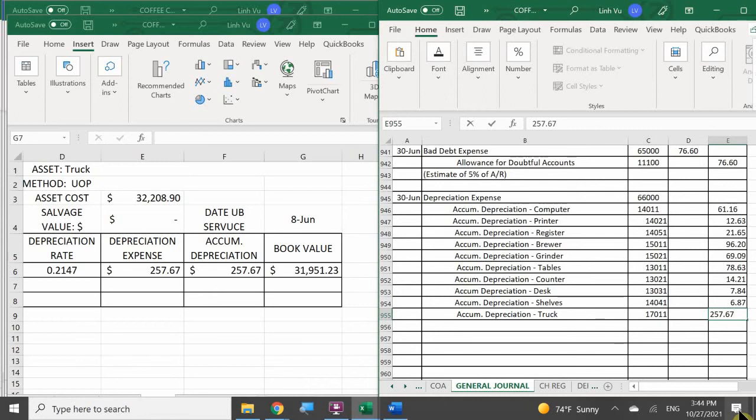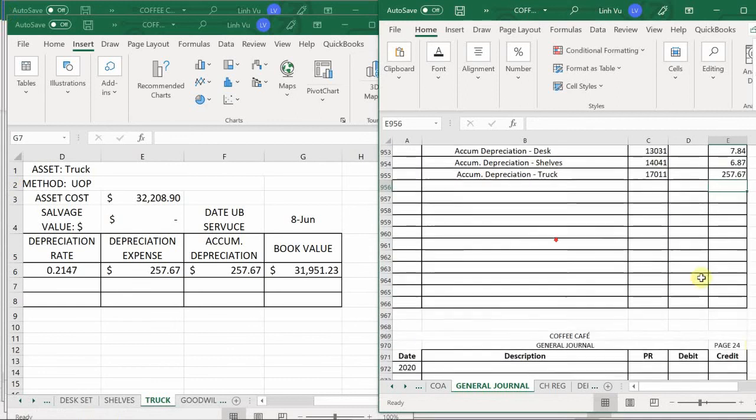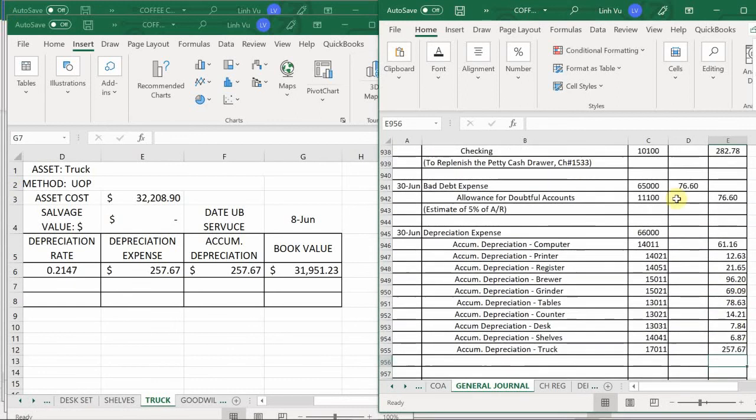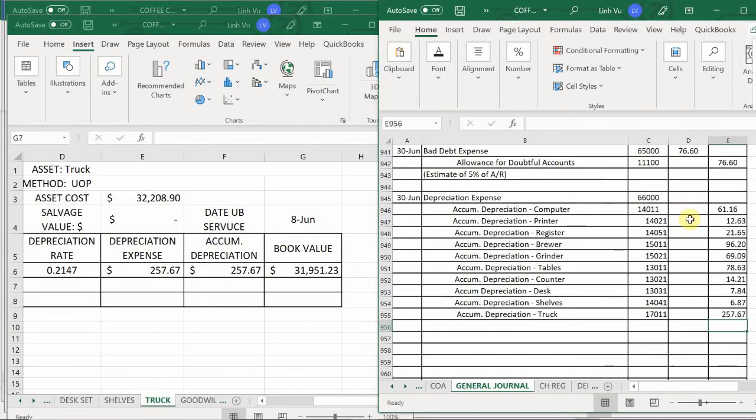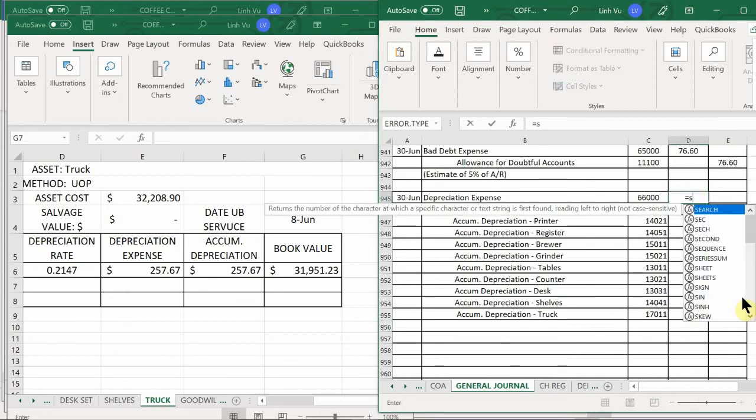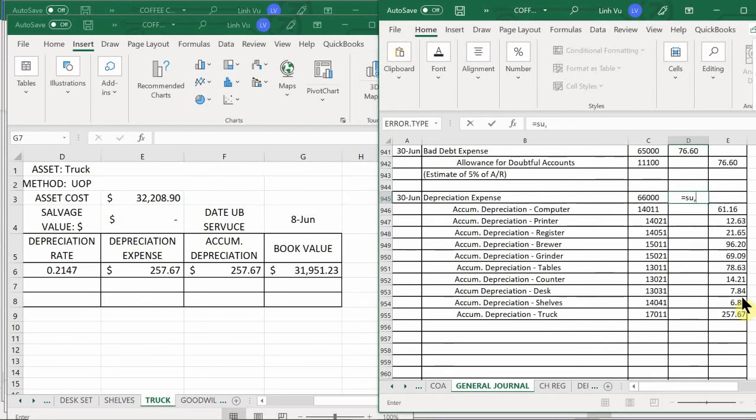It's the first one that we calculated, right? Mm-hmm. 257.67. Okay. And we have the accumulated amortization, goodwill. We cannot put it together with depreciation. It's not the same thing as depreciation. The amortization is not the same as depreciation for the stuff that you cannot touch.